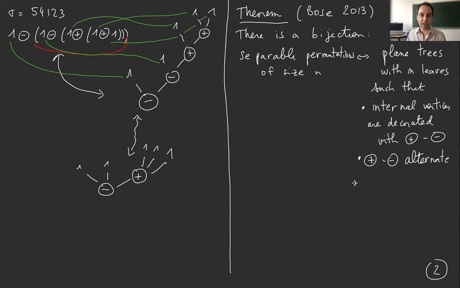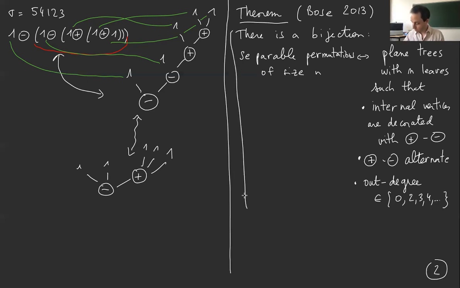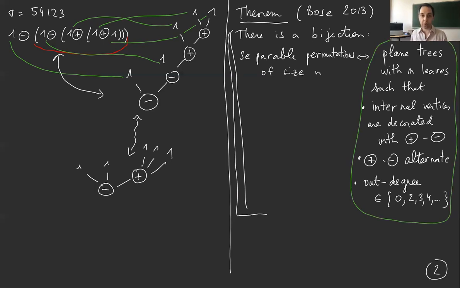And the out-degree of every vertex in the tree can be 0, because you have leaves in the tree. It can be 2 or more because you're starting from a binary tree. But the out-degree is always different from 1. And such trees are called Schroeder trees.